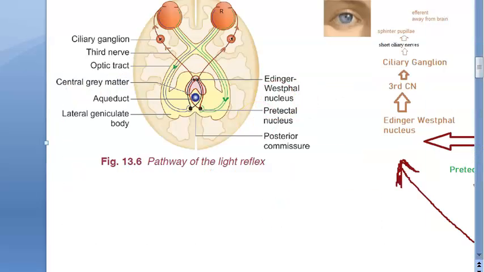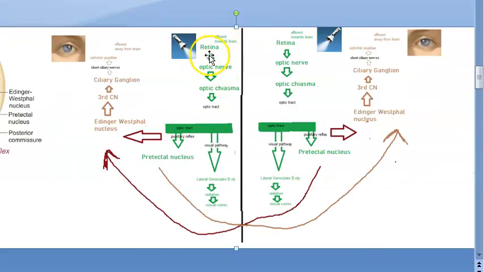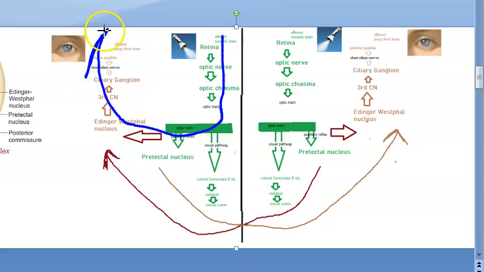So this is your pathway. So here they are showing you the afferent pathway and this is the efferent pathway, right? Afferent and efferent. So if there is a lesion in the afferent pathway, there will be no constriction of the pupil on both sides. There will be no constriction of pupil. So that is what will indicate an early optic nerve disease.